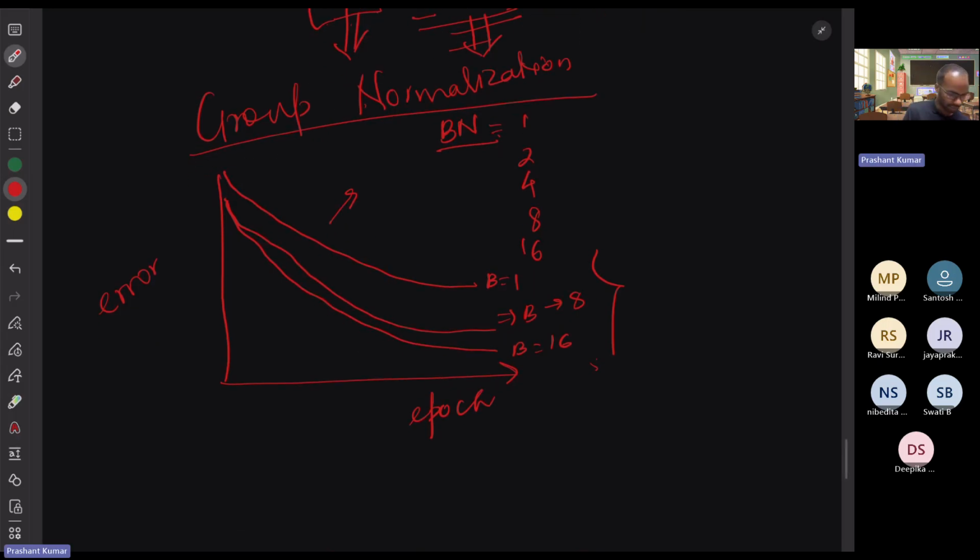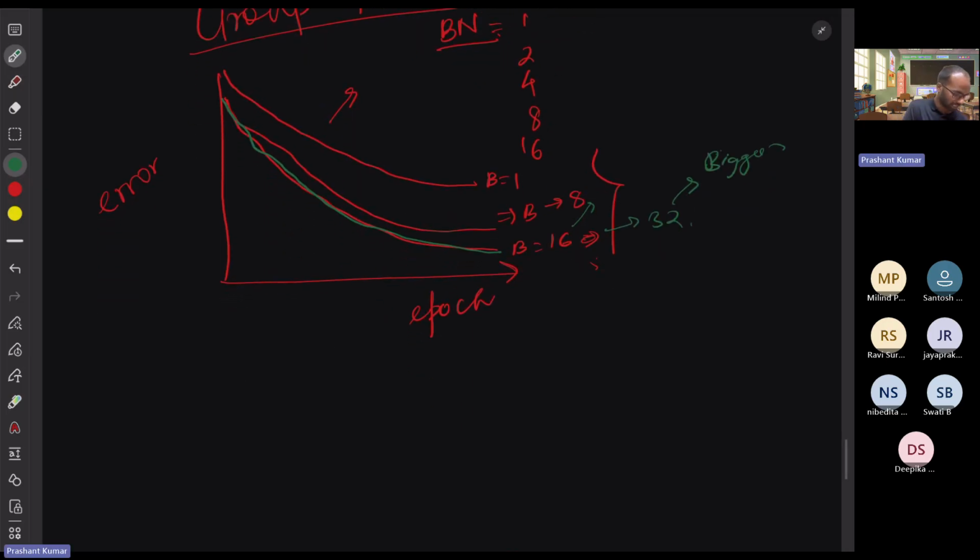Also, let's say if you are using a batch size of 16, you are getting some convergence. Let's say you use a batch size of 32 and you are getting a similar convergence. However, you need a bigger GPU to do that. Then you are fine with the batch size of 16, right? However, in the case of group normalization, whatever group size you take, your convergence will look the same. Always it will look the same.